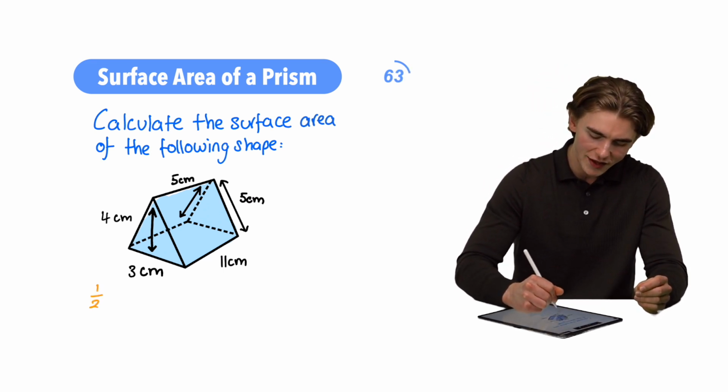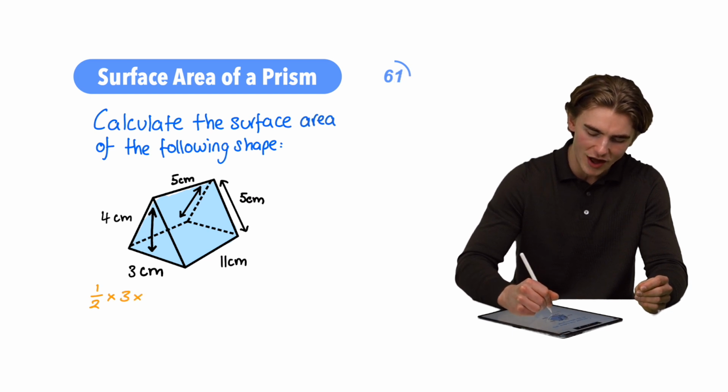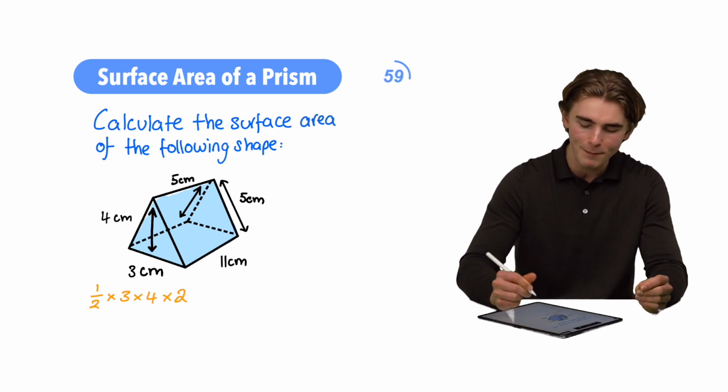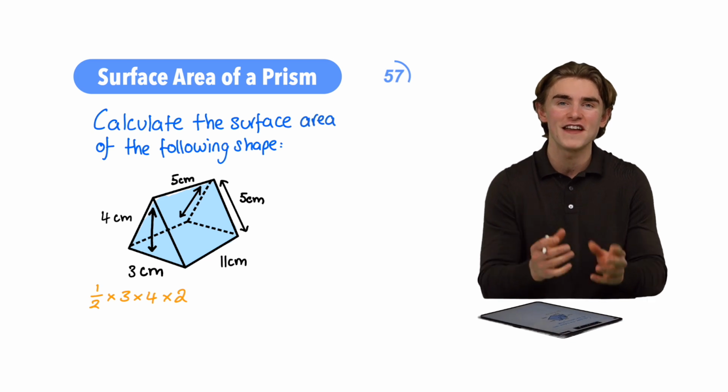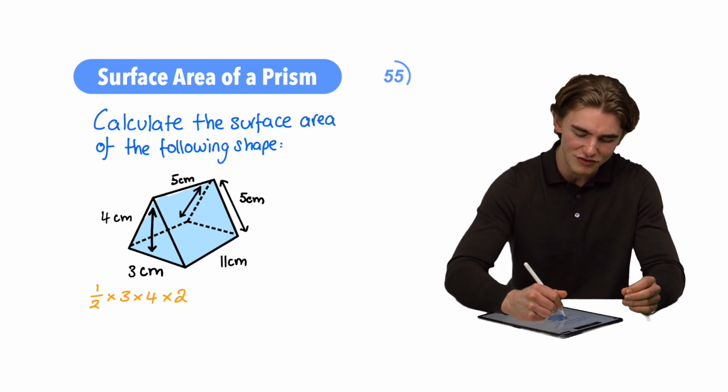We're going to do a half times by our base of 3 times by our height of 4, and then we're going to multiply that by 2 because we have two of these end faces. Next, let's work out the areas of these rectangular faces on the sides of our prism.